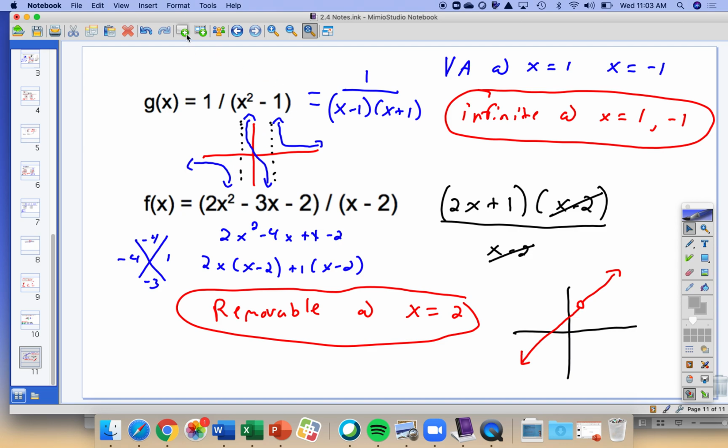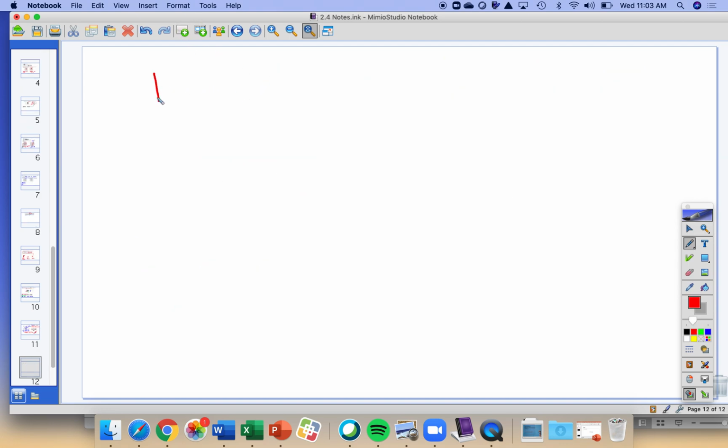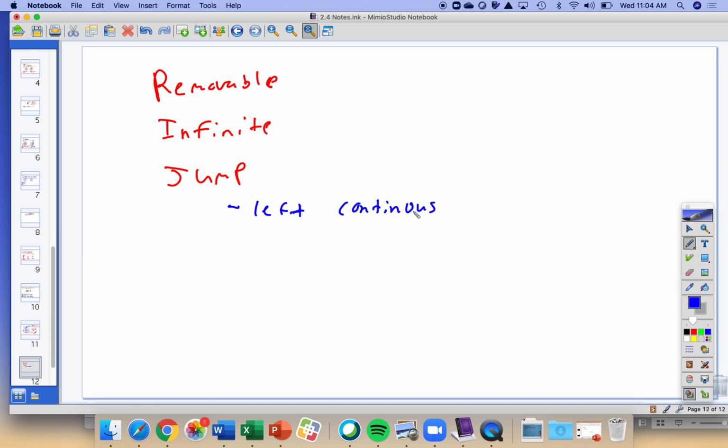So in conclusion, we have three types of discontinuities. We have removable, we have infinite, and we have jump. And we have to be able to look at a graph and decide which of these three types of discontinuities we have. If we have a jump discontinuity, we could be left continuous, right continuous, or neither.